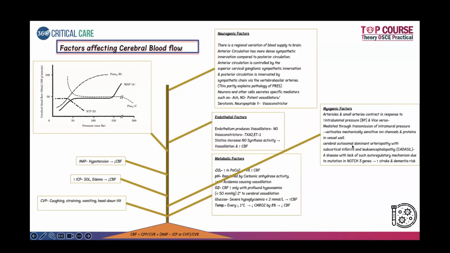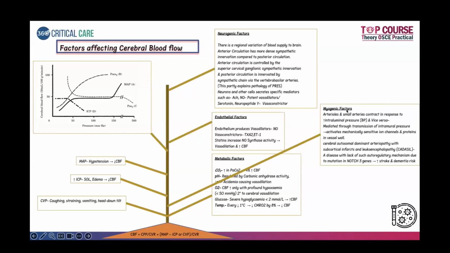There is something called CADASIL, cerebral autosomal dominant arteriopathy, which is a disease entity itself, in which case you lack that myogenic factor or myogenic response. So the patient will not have an autoregulatory mechanism due to the mutation, which increases the chances of stroke, hemorrhagic stroke, and dementia in this patient. So it is a known entity. You don't need to remember this, but you need to know about the myogenic factors.